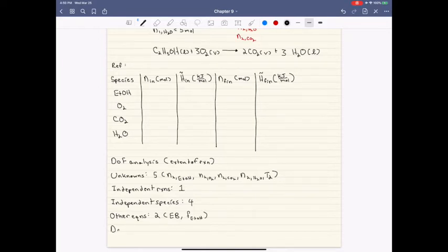And so to calculate our degree of freedom, we take the number of unknowns, add on the number of independent reactions, subtract the number of species, and then subtract off any other pieces of information. And this gives us a degree of freedom of 0. And so we should be able to solve for all the unknowns in our problem. Now that we've done the degree of freedom analysis, let's move on to solving all the material balances for the species in this problem.